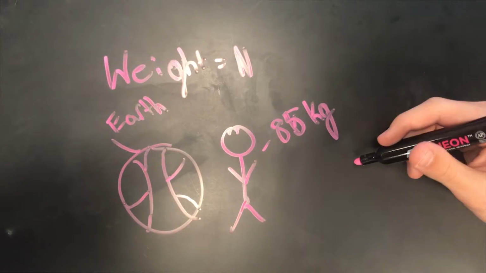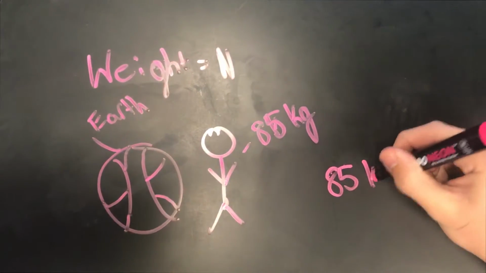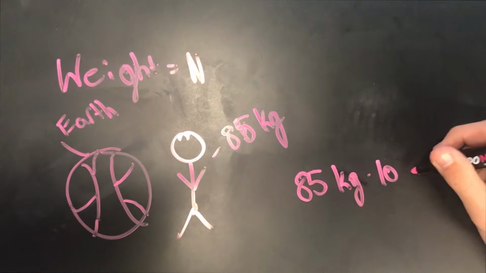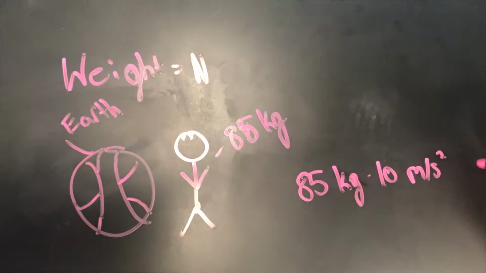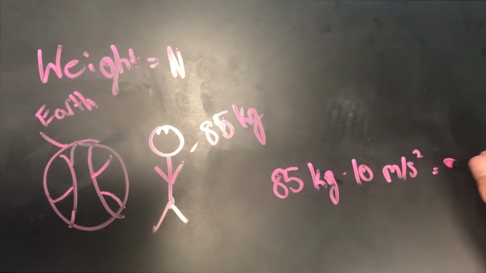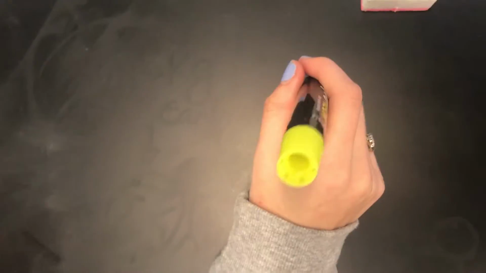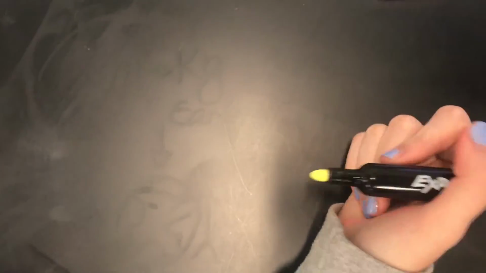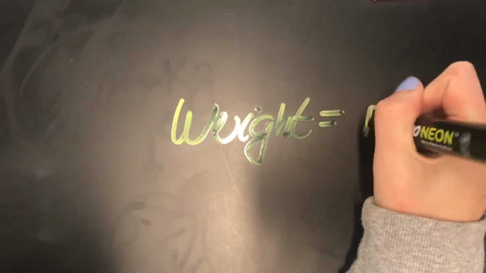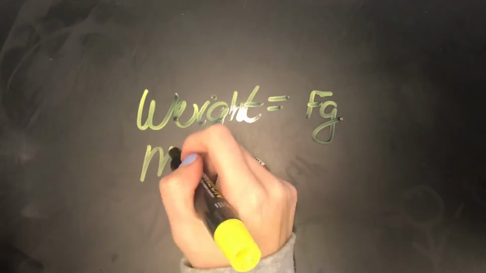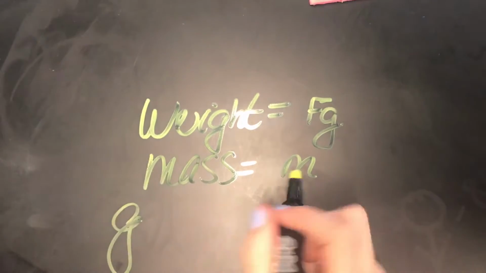Now, if the astronaut goes to Earth, you would find his weight by multiplying 85 kilograms times 10, because 10 is the gravitational acceleration, so it would be meters per second squared, which gives you 850 newtons. So when you want to find the weight, you need to use the equation Fg equals mg. So weight is Fg, mass is m, and the gravitational acceleration is g.